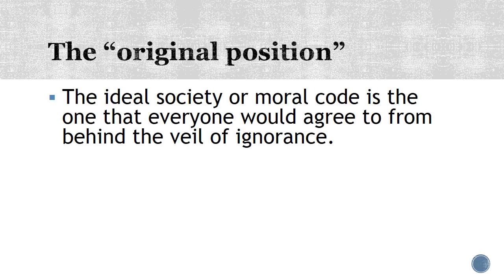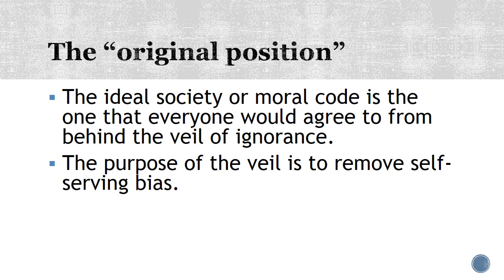And so then Rawls proposes that from this very interesting place, the ideal society, the most just one, the best moral code, is the one that everyone would agree to from behind the veil of ignorance. So if you get a bunch of rational and self-interested people who don't know where they're going to be in any particular society, and don't know anything about themselves, everything that they would all agree to is going to be the ideal society. And that's going to be a clue of how it would look.